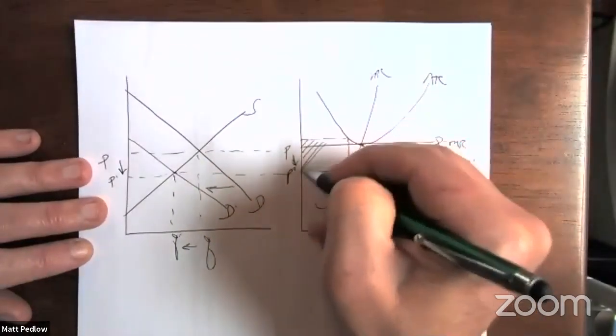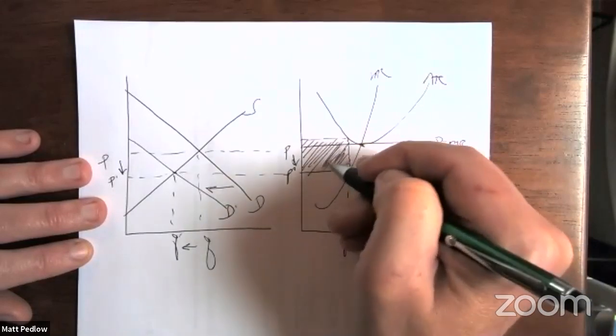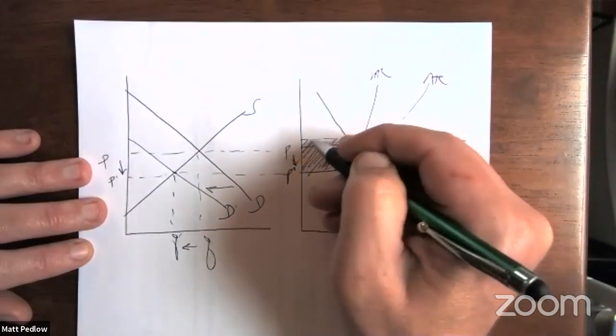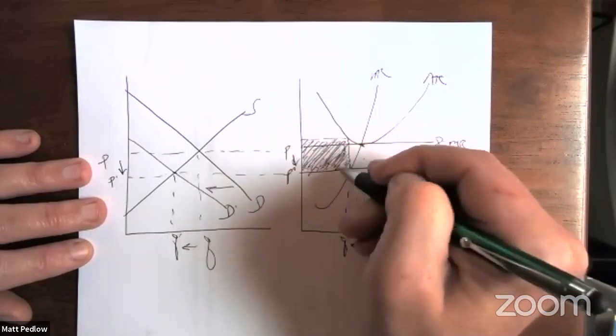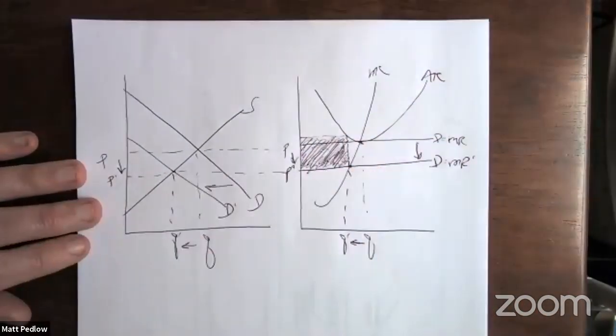This would be your losses now, because it's a constant cost firm. So there are your losses. All right, right there, because now you're at a new quantity. You stay up until you find average total cost and over.